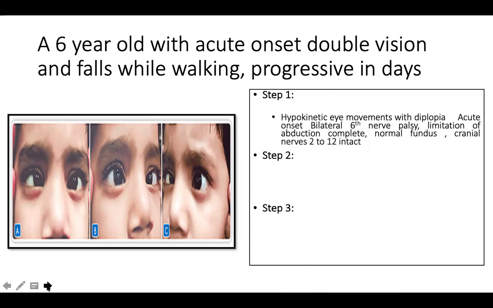So this child had hypokinetic eye movements with double vision. All of us have understood bilateral lateral gaze palsy with restriction of abduction. Meaning there is a bilateral 6th nerve palsy, right? And the fundus is normal and the cranial nerves 2 to 12 are intact. So there is no papilledema, but there is a bilateral 6th nerve palsy.